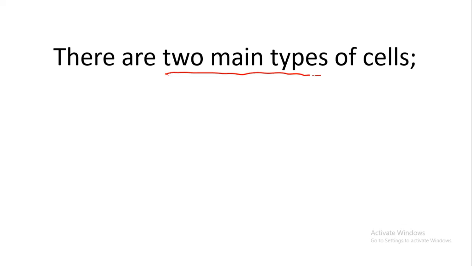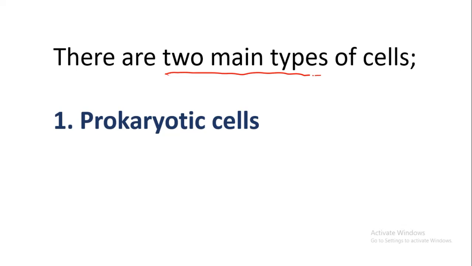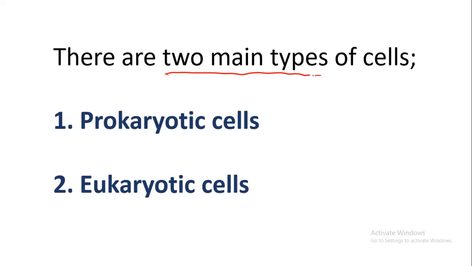So there are two main types of cells. The first one is the prokaryotic cells. When we talk of prokaryotic cells, these cells normally lack what we are calling the organelles. And most of these prokaryotic cells are found in unicellular organisms, such as the bacteria. On the other hand, another class of cells which we can talk about is the eukaryotic cells. These are cells that are normally found in animals and also in plants.